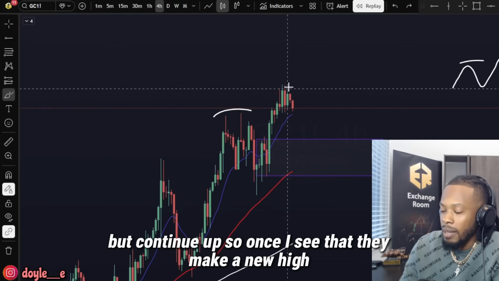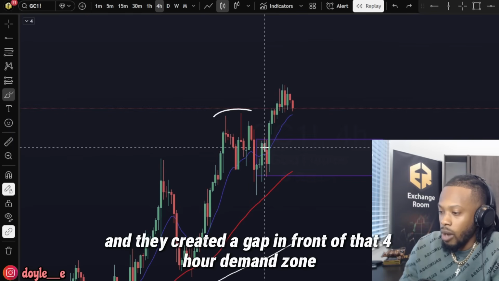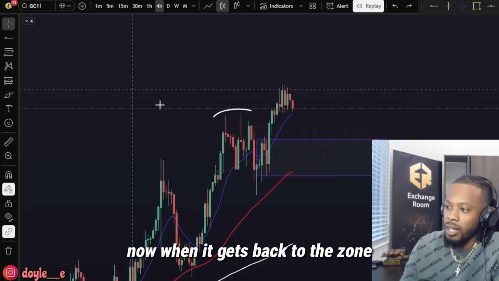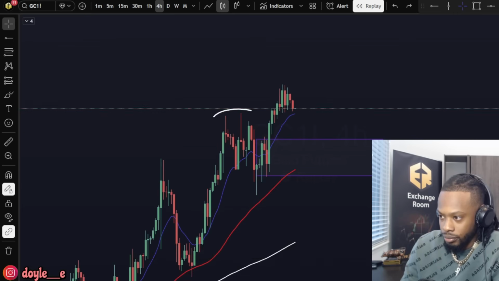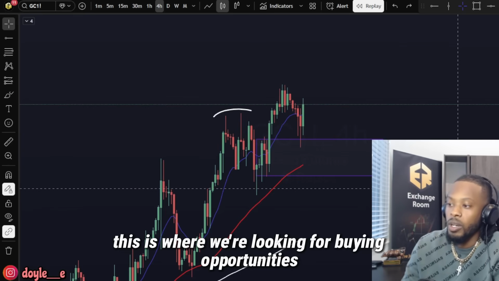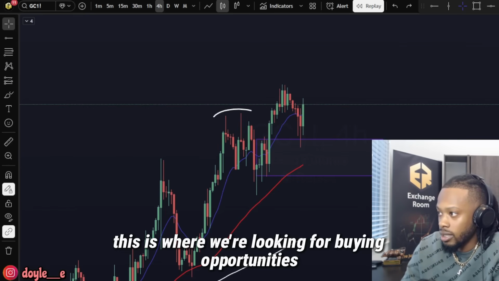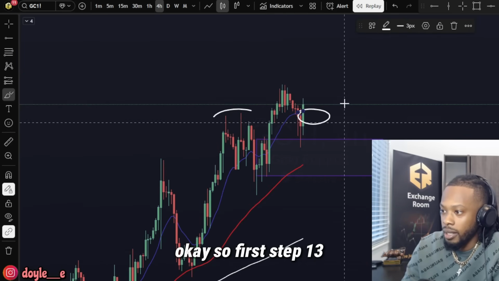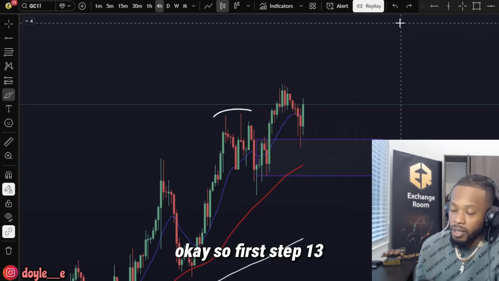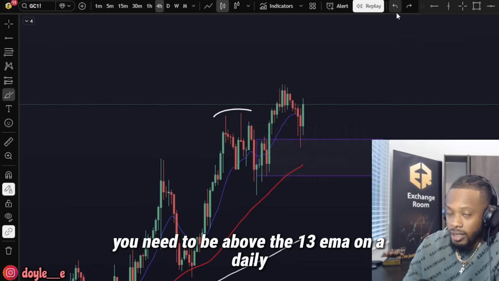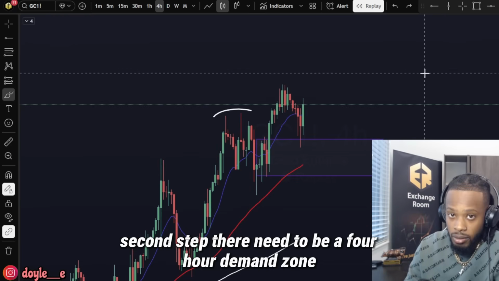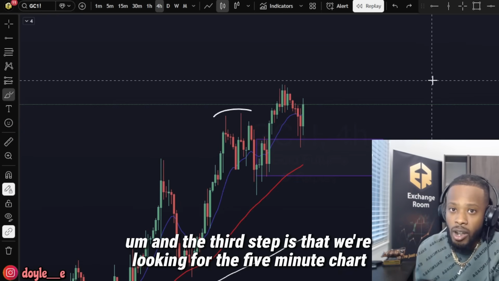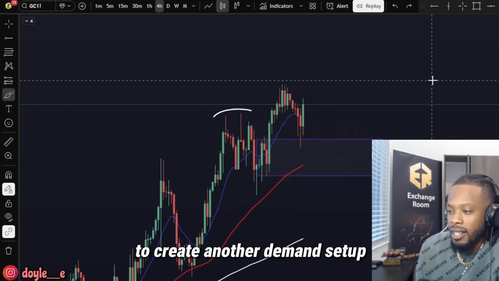So once I see that they make a new high and they created a gap in front of that 4-hour demand zone, I would draw a zone around this bearish candle right there. Now, when it gets back to the zone, this is where we're looking for buying opportunities on the 5-minute chart once they start taking off from that area, okay? So first step, you need to be above the 13 EMA on the daily. Second step, there needs to be a 4-hour demand zone. And the third step is that we're looking for the 5-minute chart to create another demand setup.